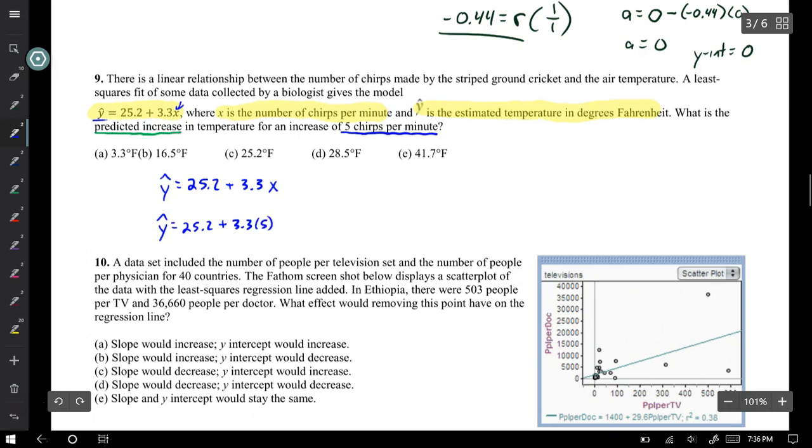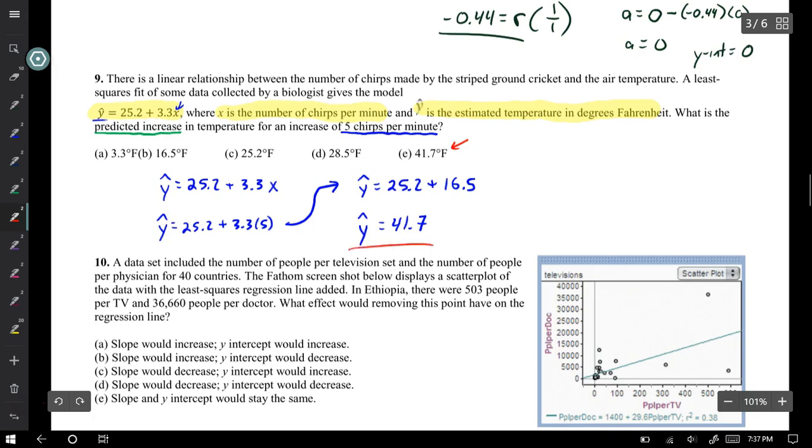Now, as a student, you might type that directly into your calculator and get the answer. I'm going to take my time here to make a point. I'm going to take 3.3 times 5 and get 16.5. Now, if I were to type it in my calculator in one go, I would get 41.7, which might make a student think that the answer is E.